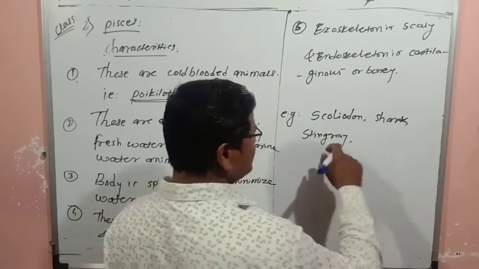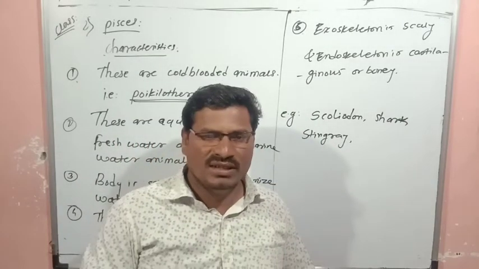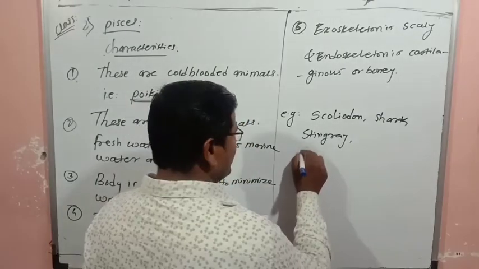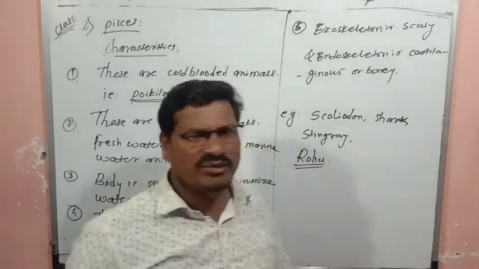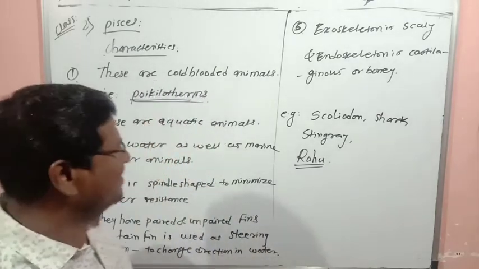So these are the fish. Also many types of fish are there. Katla is there, rohu is there. So these are the different types of fish found in the water, and these are their characteristics.